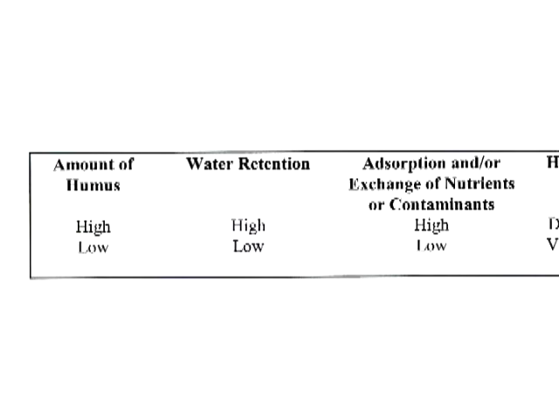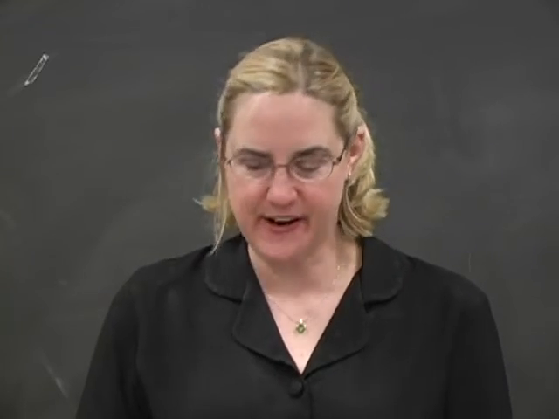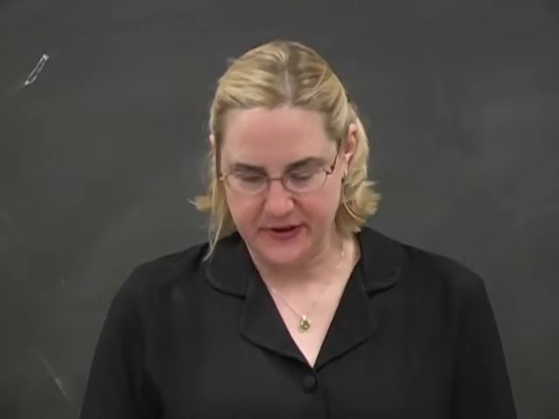Now, humus or organic matter is also very important in the permeability, water storage capability, and cation exchange properties. And that's kind of summarized in the next table. Again, if you have a high amount of humus, you're going to be able to hold a lot of water. And again, you'll have a lot of absorption of nutrients or contaminants. So on the one hand, it's good to have a lot of organic matter if you want to hold nutrients in a garden, but it's not so good if you're trying to remove pollutants from a soil.